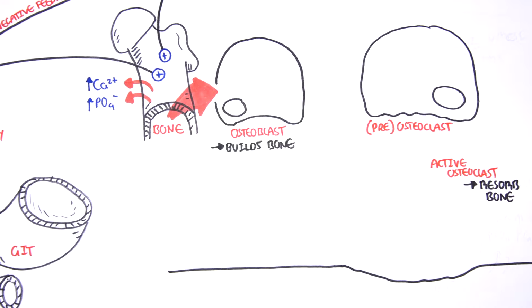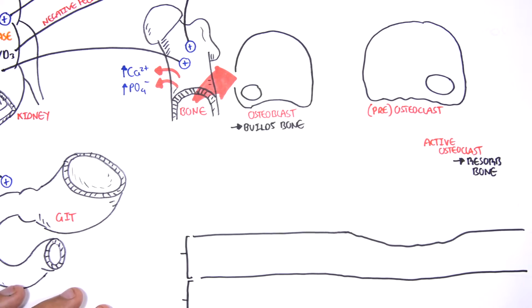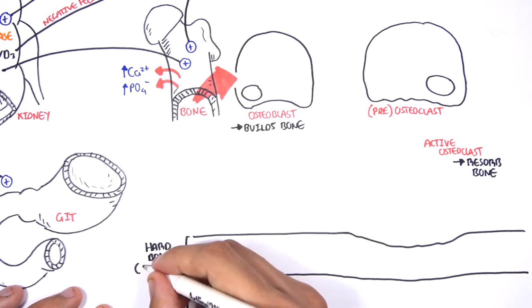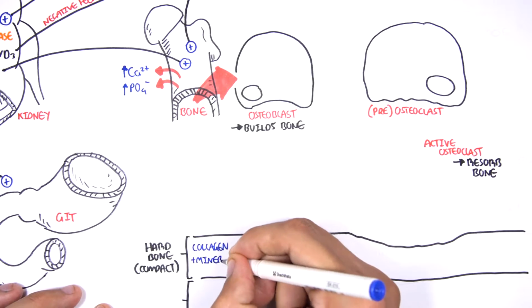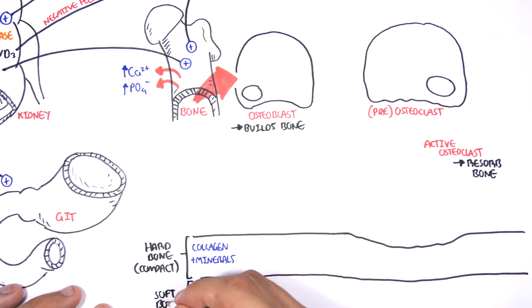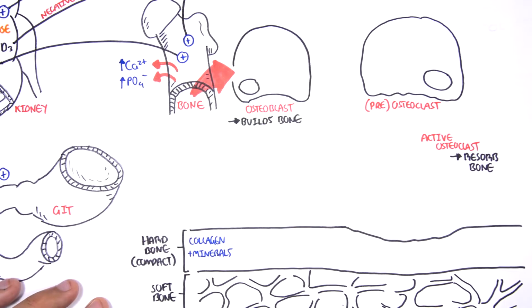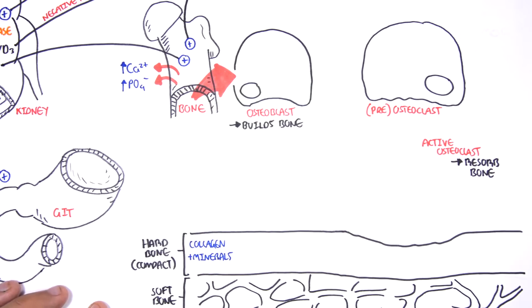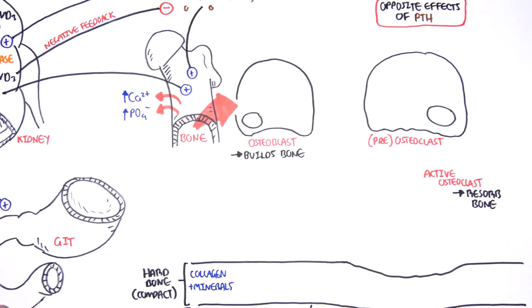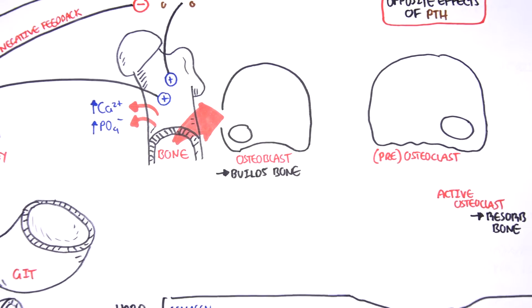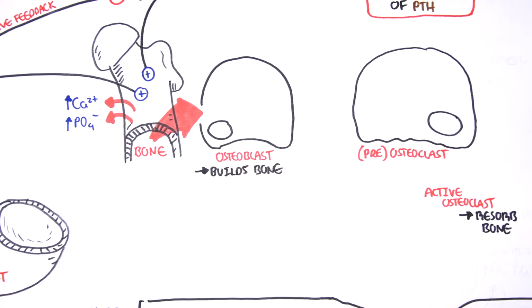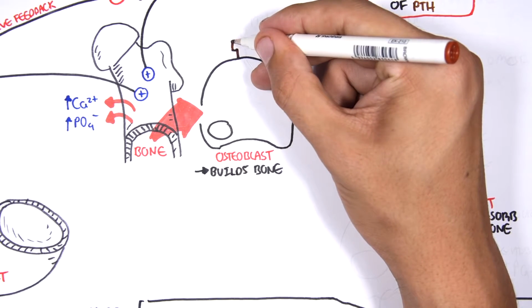So here I'm drawing a bone again, a simplified diagram. And on the outside we have the hard bone, also known as compact bone, where we can find collagen as well as minerals. And this is what bone is made up of essentially. And then on the inner part we have soft bone. But in this case, I think it's just good to know that it's just bone. Okay, so now let's go back to the osteoblast. Because osteoblasts have the main role in activating these osteoclasts, even though they have opposite roles.